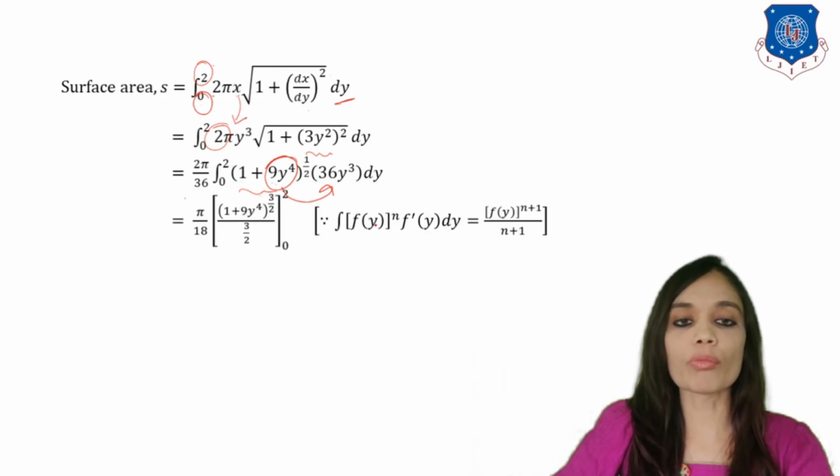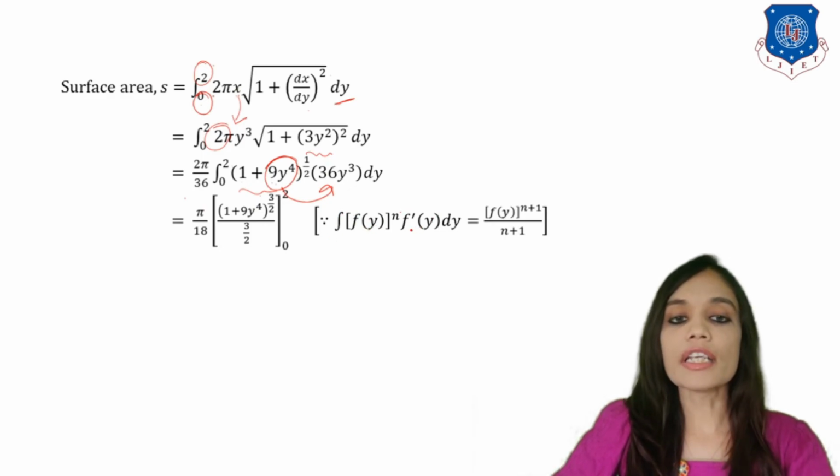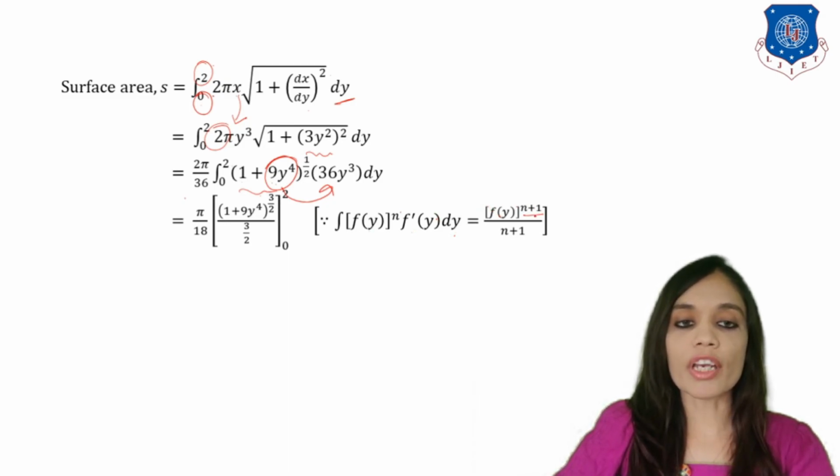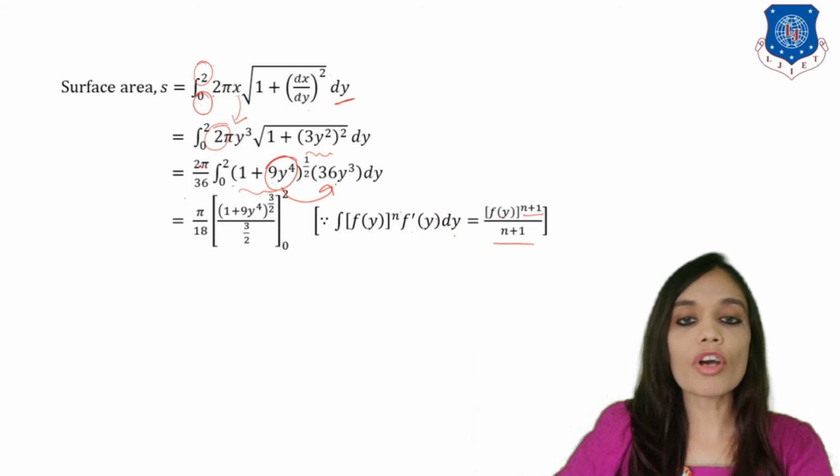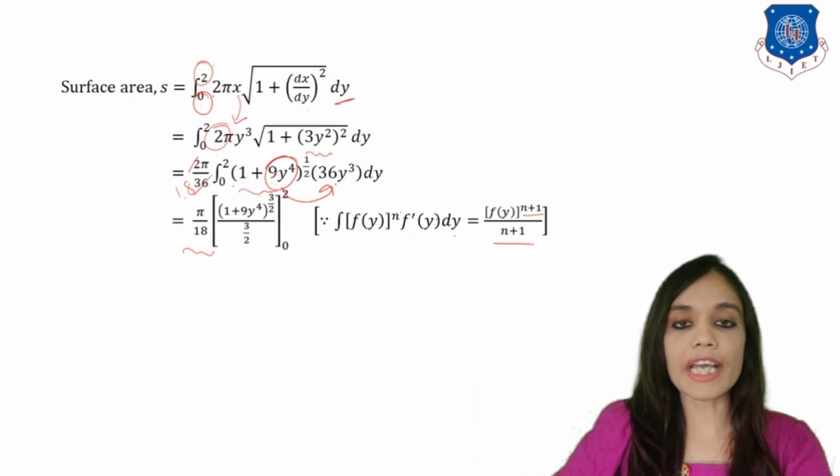Now we use our formula, that is, integration of (f of y) whole raised to n into f dash of y dy will be equal to (f of y) whole raised to n plus 1 upon n plus 1. Here the derivative of this term is over here, so this will get cancelled out. We will get pi upon 18 times, just increase the power of this term, so we will get (1 + 9y raised to 4) whole raised to 3 by 2 upon 3 by 2, and your limits are 0 to 2.